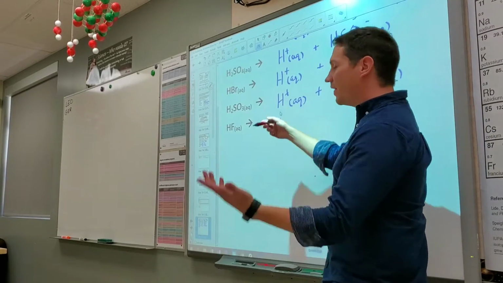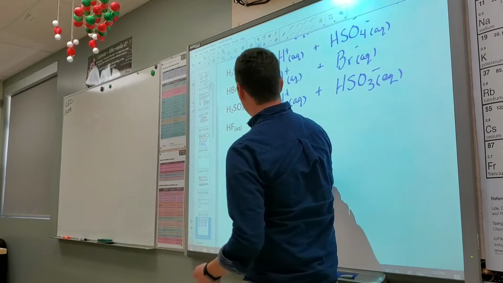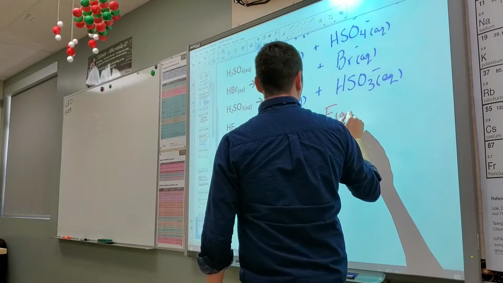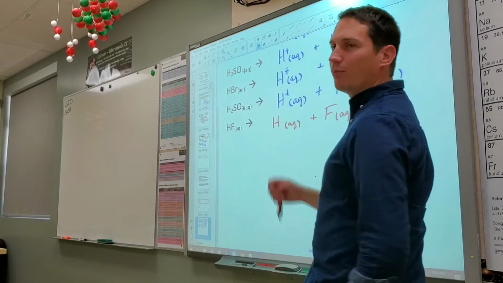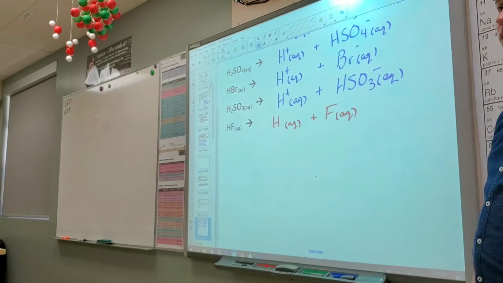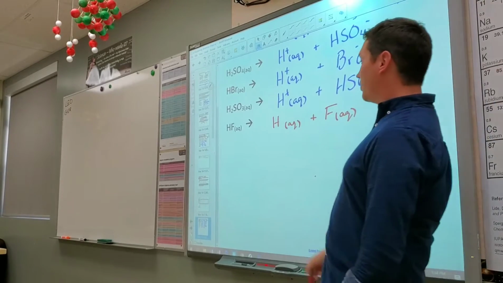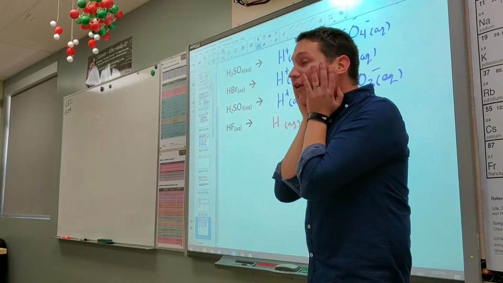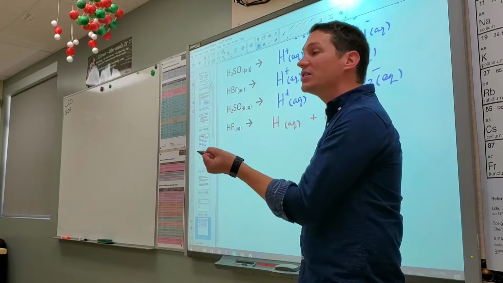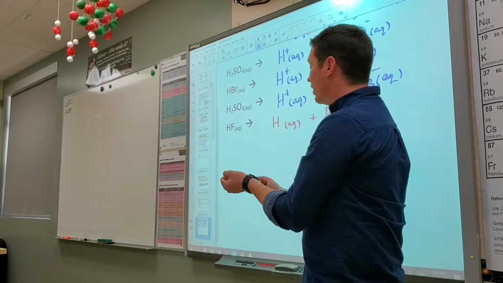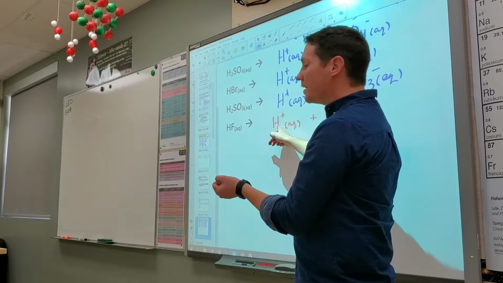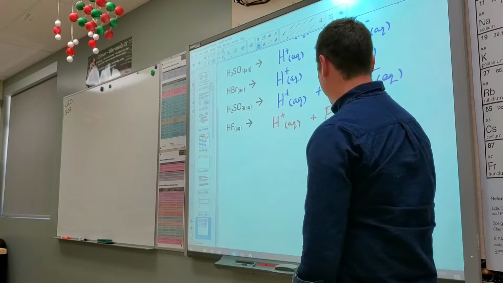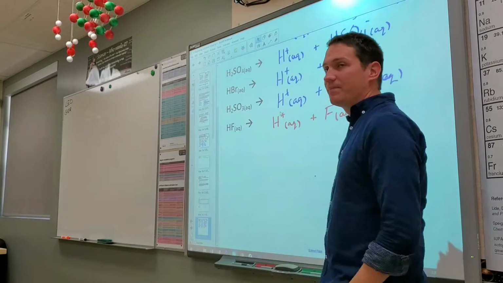You write on the next one, right? HF makes H and F. Oh, yeah. No problem. Good to go. What's wrong with that? That's not a hydrogen ion. There is a world of difference between a hydrogen atom and a hydrogen ion. This is what makes things acidic, not hydrogen atoms, right? Are we okay with that?